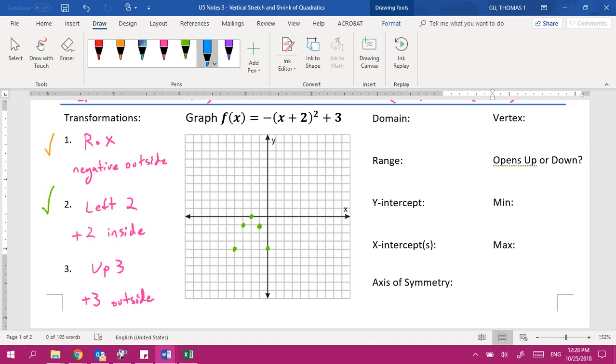And what is my last transformation? Up 3. So now I'm going to take all of these points and move them up by 3 units. And that is my finished product. It's my finished graph. So it's these blue points right there. And then we connect them, trying to make sure there's a curve. Something like that.